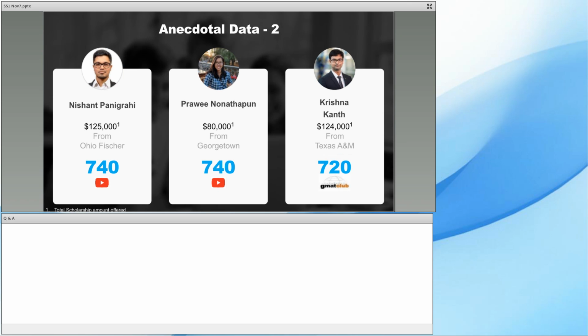We talked about Nishant. You can see how much was the scholarship amount that he got from Ohio Fisher. Talked about Pravi, and we also talked about KK overall.